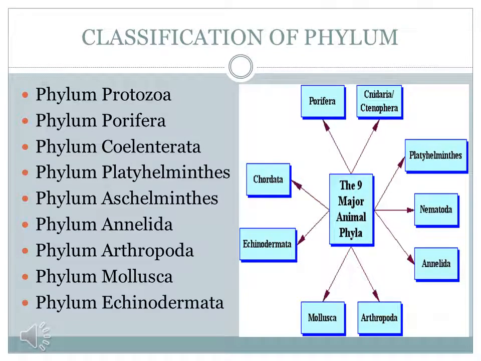Let's see the next topic, classification of different phyla and some examples. The different phyla of the animal kingdom are as follows. Phylum Protozoa, Phylum Porifera, Phylum Coelenterata, Phylum Platyhelminthes, Phylum Aschelminthes, Phylum Annelida, Phylum Arthropoda, Phylum Mollusca, and Phylum Echinodermata.